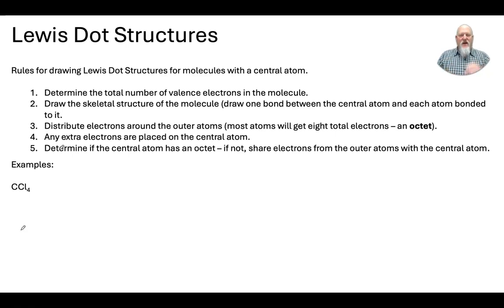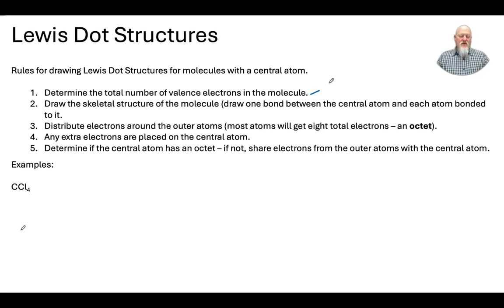when you have Lewis structures for compounds or molecules that have a central atom. So a central atom and then things just bonded to it, and that's it. The first thing you want to do is look at the formula and figure out how many total valence electrons that molecule has. Second, we want to draw the skeletal structure. And the skeletal structure is simply the central atom with one bond, a single bond, to each other atom.